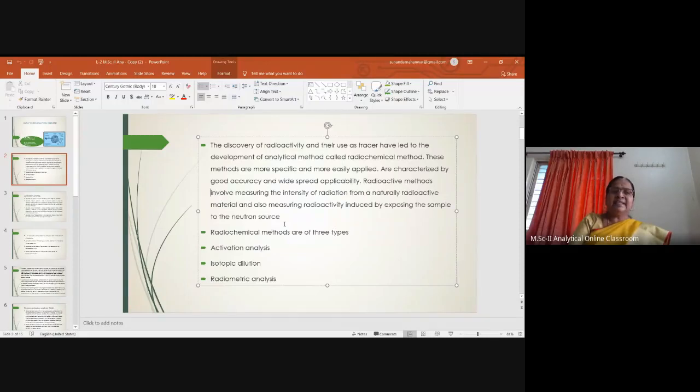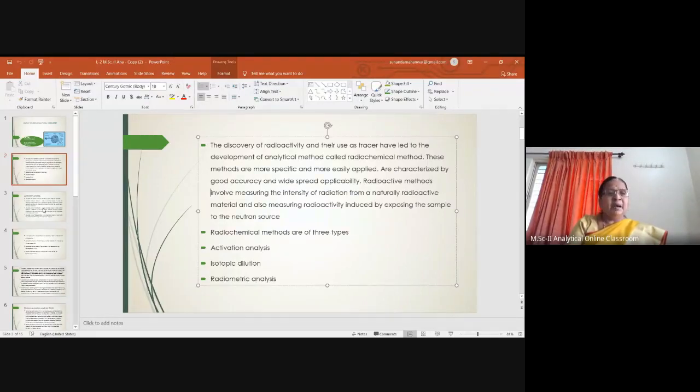मग या ज्या अनालिसिसच्या मेथड आहेत, रेडिओकेमिकल मेथड्स, that is, the materials under study are made radioactive by the bombardment of neutrons, by the bombardment of gamma rays, and the radiations emitted by these materials are measured by using a suitable detector. But depending upon that, these methods are of three types: activation analysis, second isotopic dilution, and radiometric analysis. म्हणजे रेडिओकेमिकल मेथड्सचे किती टाइप्स आहेत? 3 टाइप्स आहेत. ऍक्टिव्हेशन अनालिसिस एक, आयसोटोपिक डायल्युशन अँड रेडिओमेट्रिक अनालिसिस.